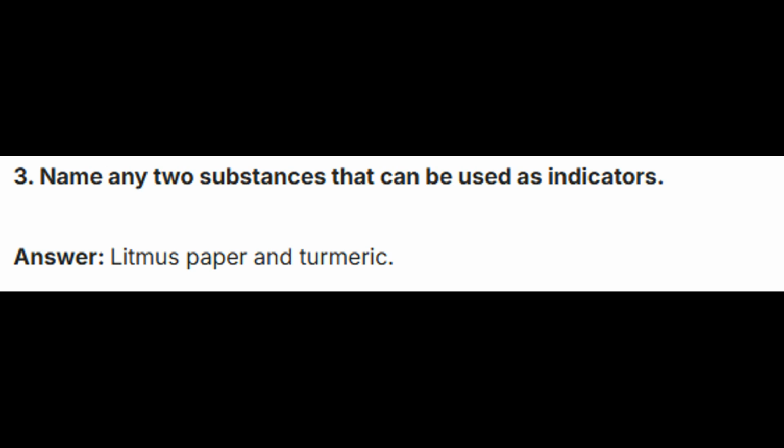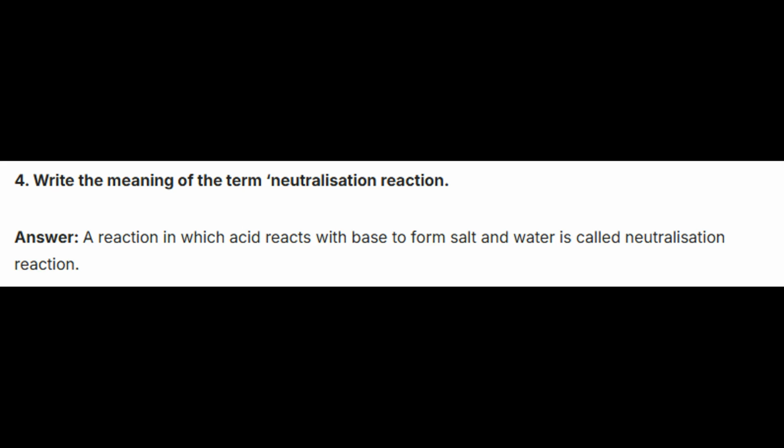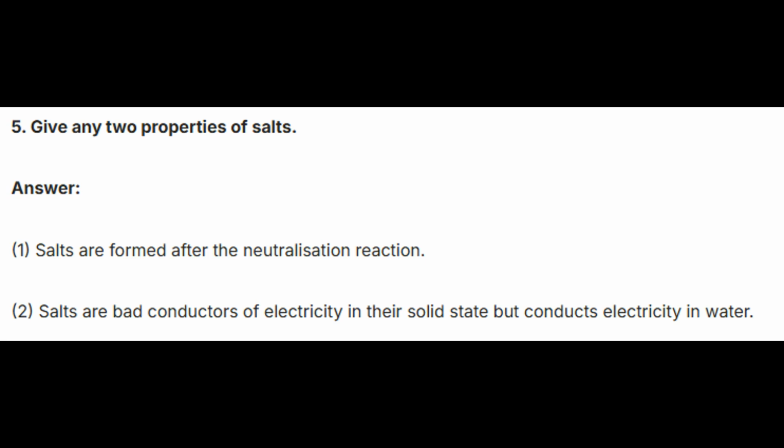Third, name any two substances that can be used as indicators. Answer. Litmus paper and turmeric. Fourth, write the meaning of the term neutralization reaction. Answer. A reaction in which acid reacts with base to form salt and water is called neutralization reaction.